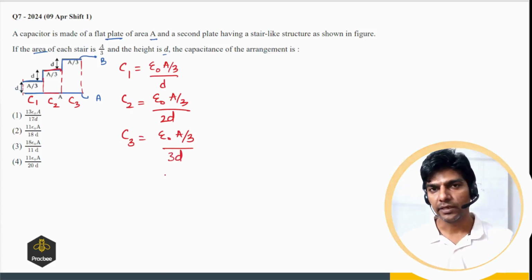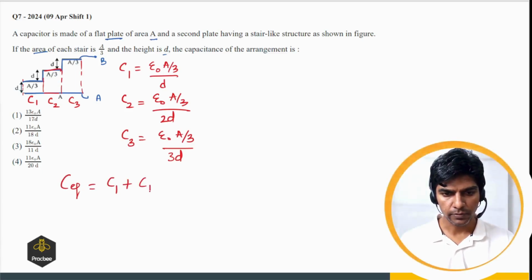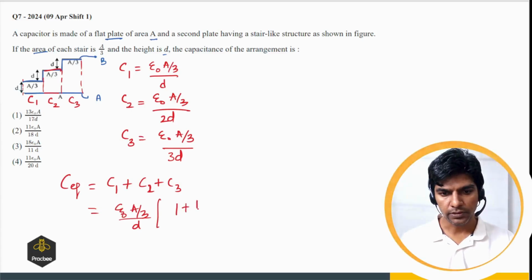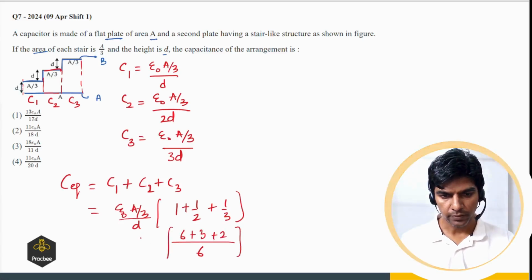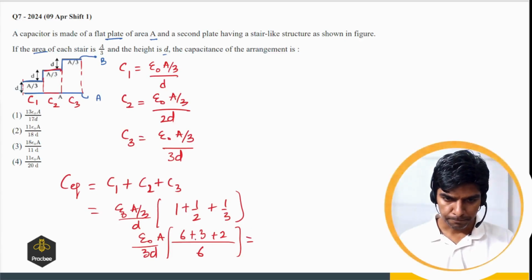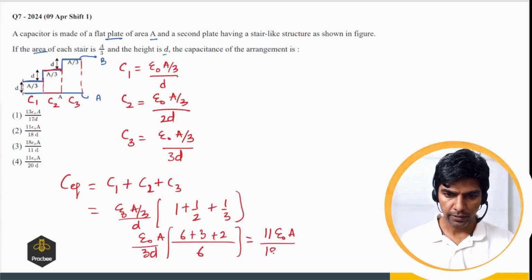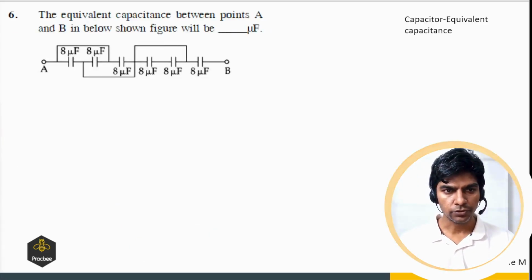Now these 3 capacitors are connected in parallel, so C equivalent will be the sum of these capacitances, C1 plus C2 plus C3. So epsilon naught A by 3 by D will be common. So 1 plus 1 by 2 plus 1 by 3. So LCM will be 6. So 6 plus 3 plus 2 times epsilon naught A by 3D, which comes out to be 11 epsilon naught A divided by 18D. So option 2 is the right answer. Let us see the next question.